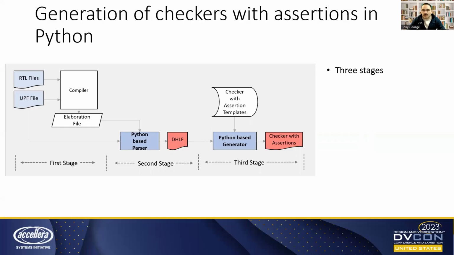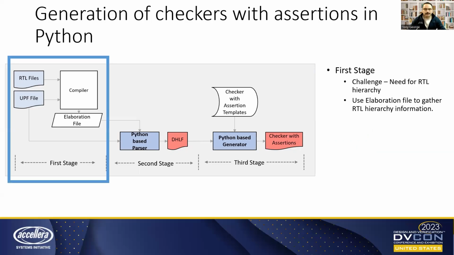The figure here shows the automated generation of checkers and assertions in 3 stages. Let's get into the details. In the first stage, we need to prepare for the automation. One of the challenges in creating assertions is we need to know the RTL hierarchy so that we can bind our checkers and assertions to the right signals of the DUT.